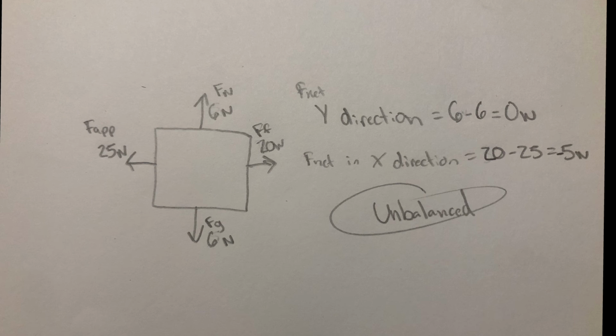Then you're going to take the F net in the X direction and do the same thing, but you're going to do the 20 subtract the 25 on the left for that x direction. And it equals negative 5 N, so that means it's unbalanced. To find out if it's balanced, the F net equals 0 and the acceleration is also equal to 0.